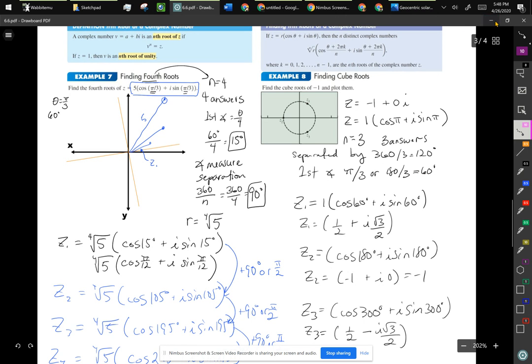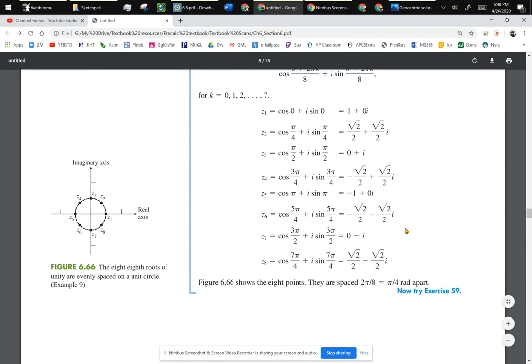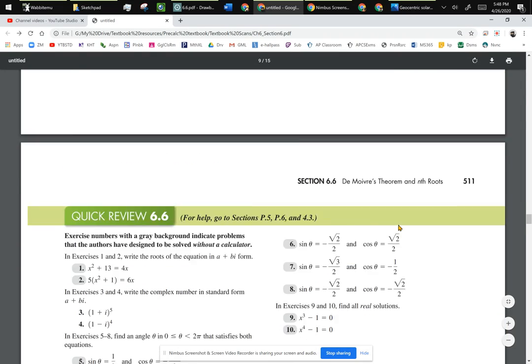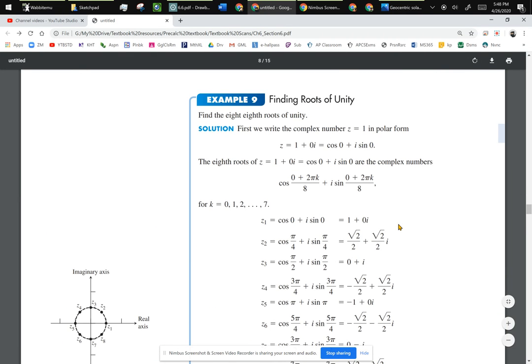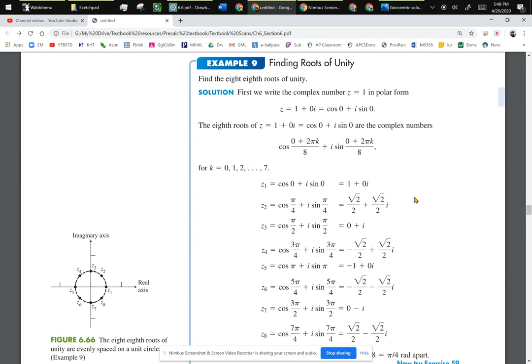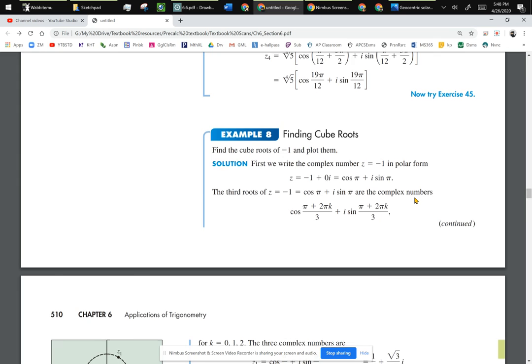With the eighth roots of unity, oh, and you know what? I made a mistake. Example 8 isn't a roots of unity, is it? No, I was wrong. Because the cube root, we're taking the root for -1. It's not a root of unity. So that is my error.